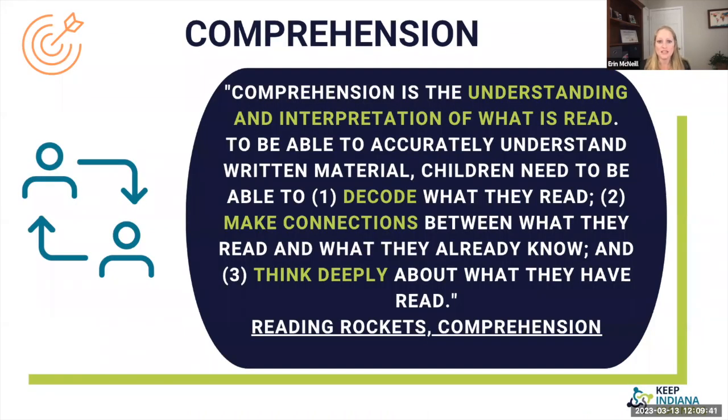So to begin, let's think about the definition of comprehension. Comprehension is the understanding and interpretation of what we read, but in reality, it is much more complicated than that. There are 3 different things that we need to be able to do to comprehend. Number 1, we need to be able to decode what we read. Once we are able to decode what we read, we need to be able to make connections between what we have read and what we already know. So building that background knowledge is really important. And then we need to be able to think deeply about what we have read.